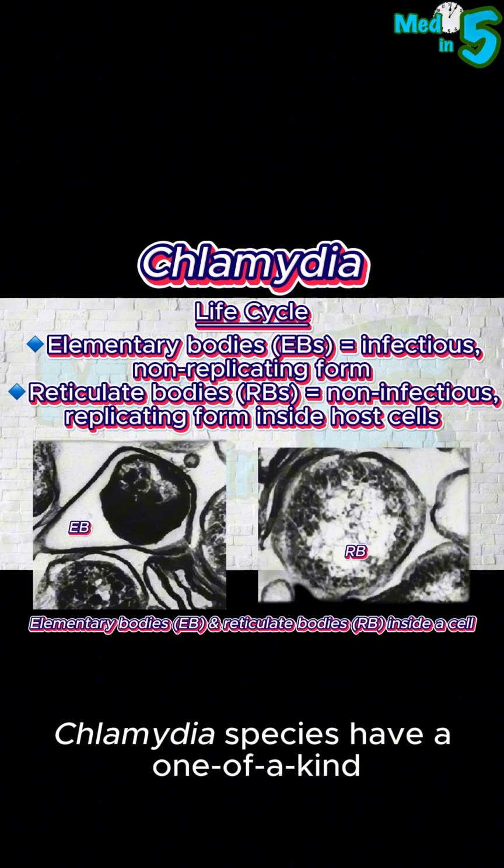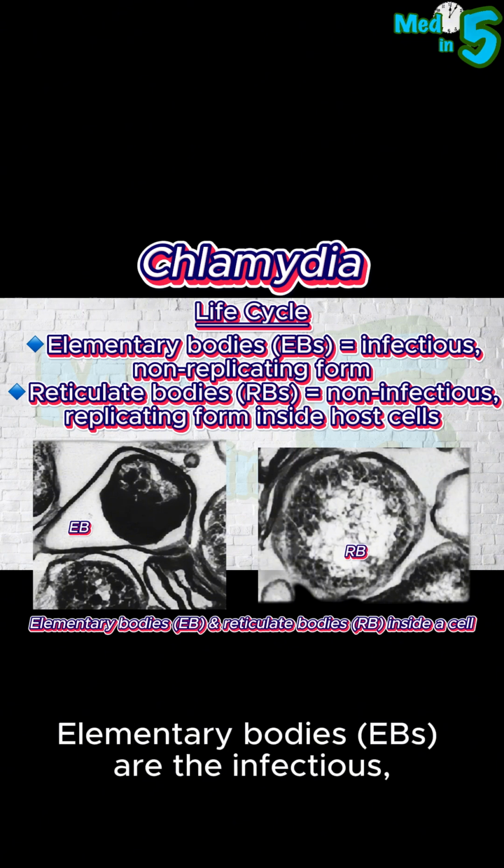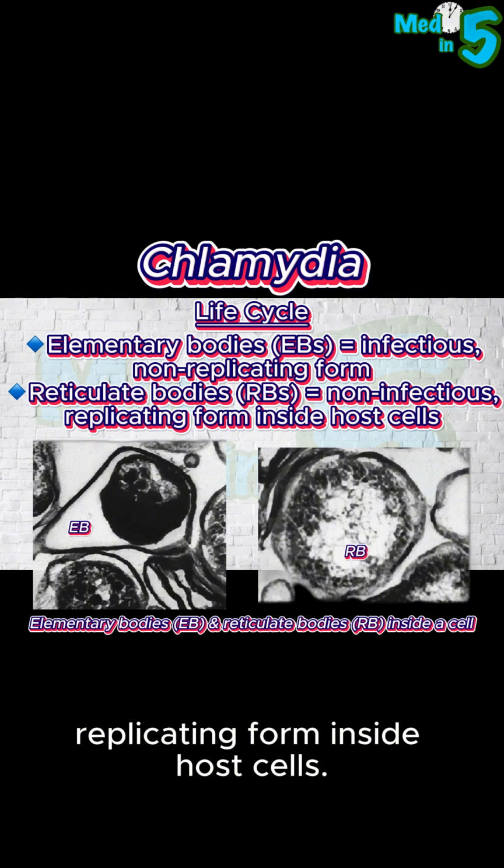Chlamydia species have a one-of-a-kind biphasic life cycle with two main forms. Elementary bodies are the infectious, non-replicating form. Reticulate bodies are the non-infectious, replicating form inside host cells.